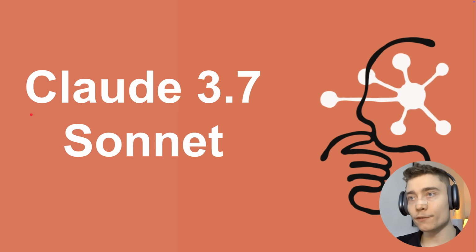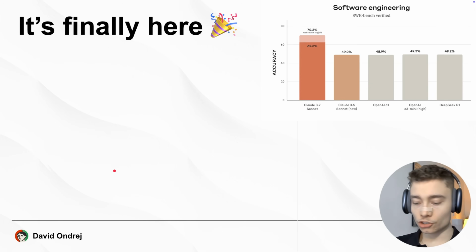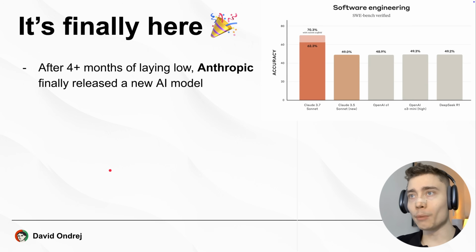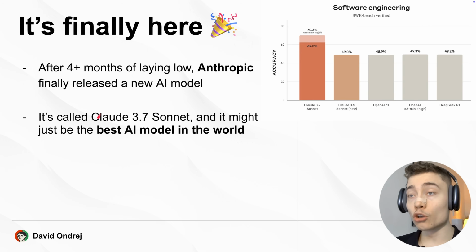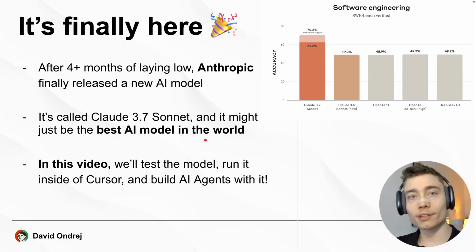Here is how to build anything with Claude 3.7 Sonnet. So it's finally here. After 4 months of laying low, Anthropic finally released a new AI model. It's called Claude 3.7 Sonnet, and it might just be the best AI model in the world. So in this video, we'll test the model, run it inside of Cursor, and also I'll show you how you can build AI agents with it.